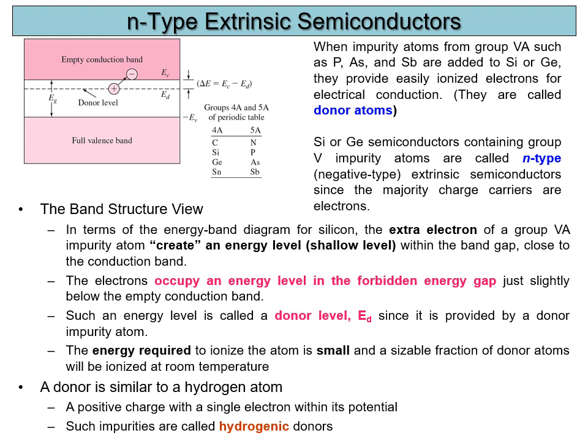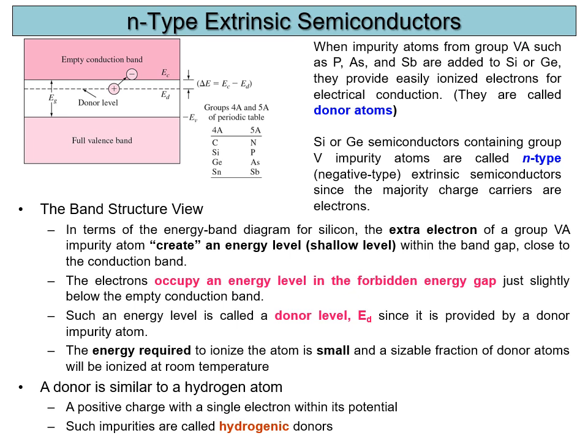When impurity atoms from group 5A such as phosphorus, arsenic, and antimony are added to silicon or germanium, they provide easily ionized electrons for electrical conduction. They are called donor atoms. Silicon or germanium semiconductors containing group 5 impurity atoms are called N-type or negative type extrinsic semiconductors since the majority charge carriers are electrons.